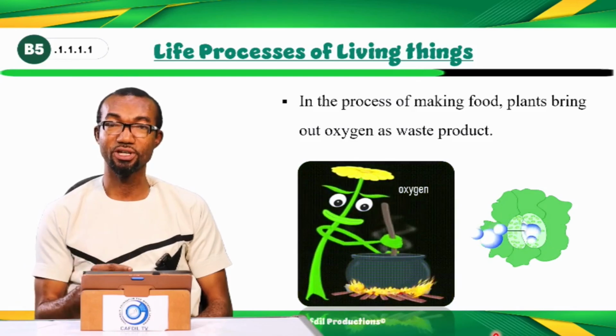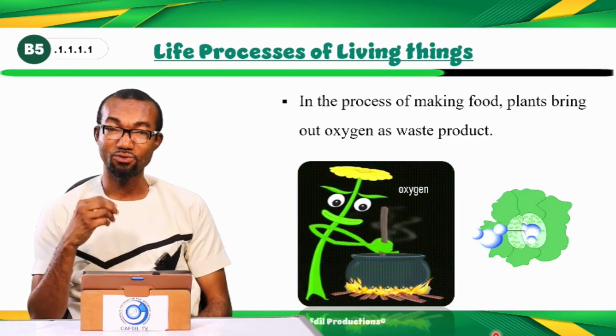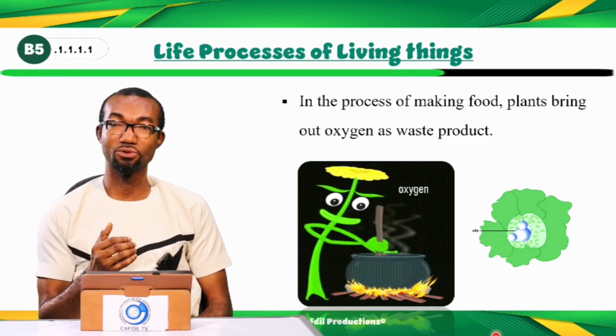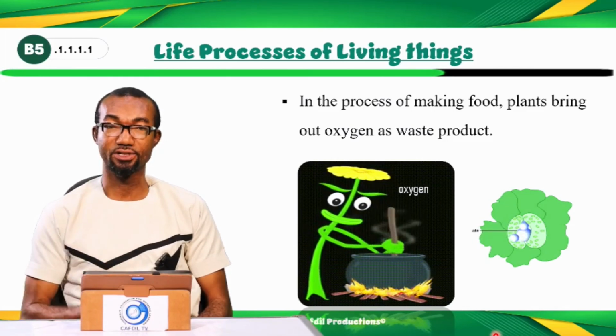So in the process of making food, plants also bring out oxygen as waste. And this waste air comes through the stomata of the plant located in the leaves.